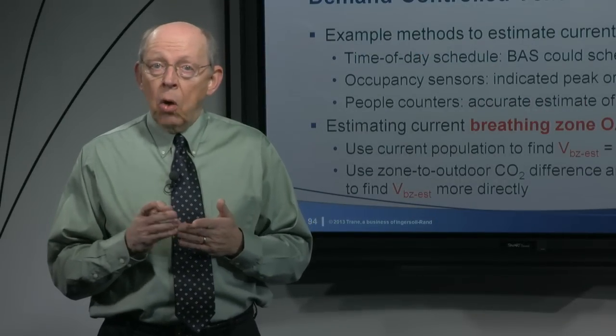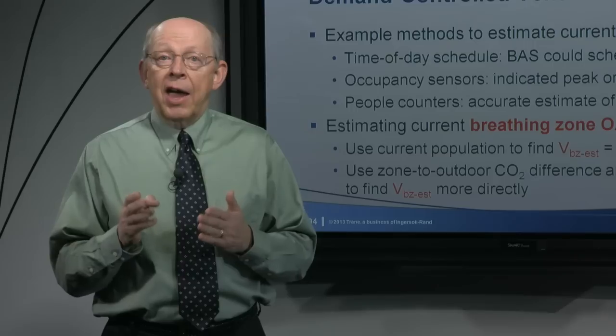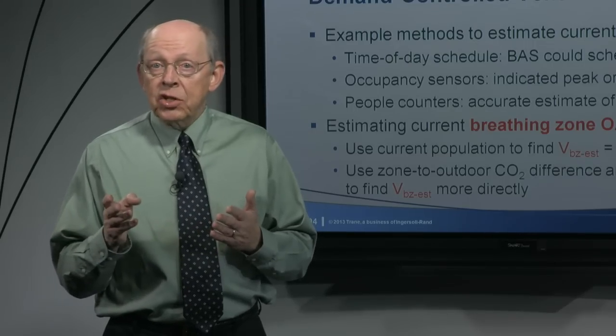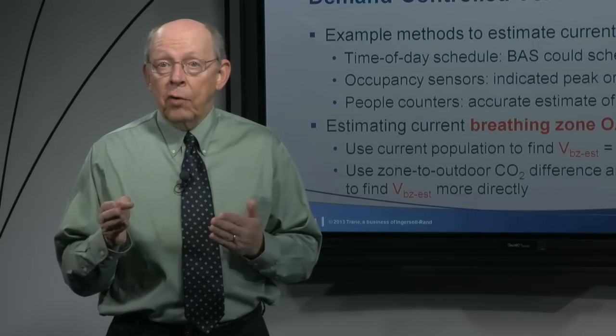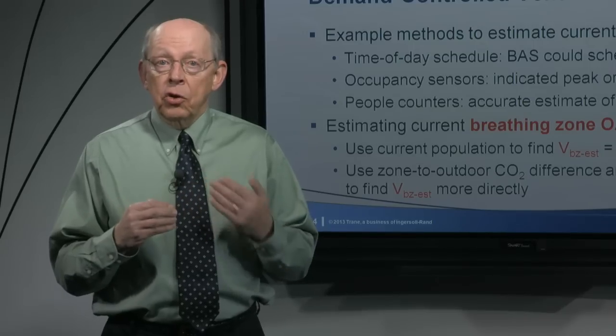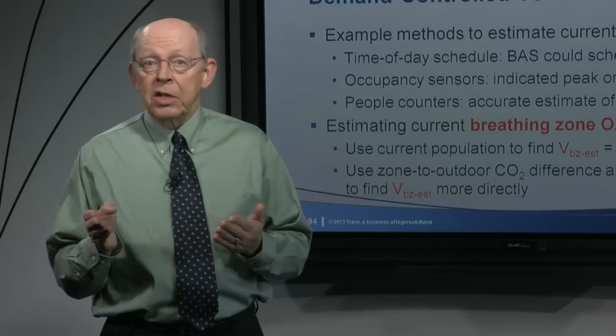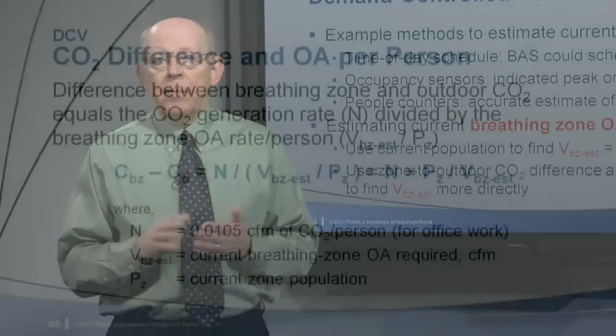Differential CO2 alone can't be used to find current zone population. To estimate population, you'd need to sense outdoor airflow as well as CO2 level, then solve a differential equation to find the current population. Most designers don't do that.